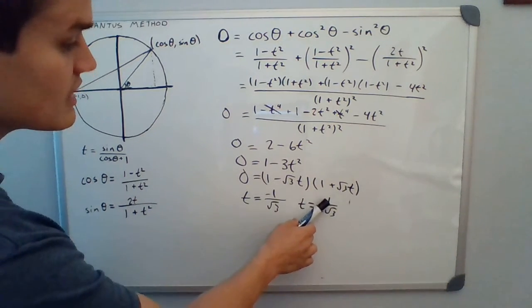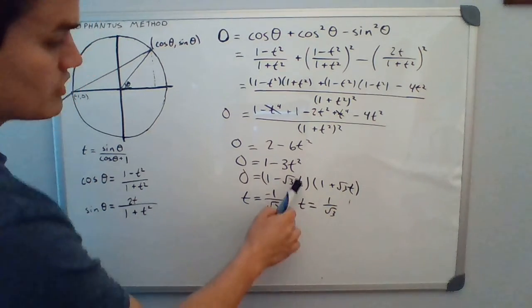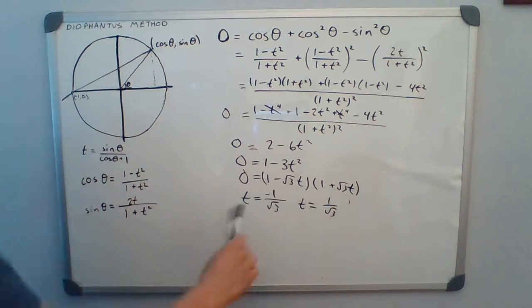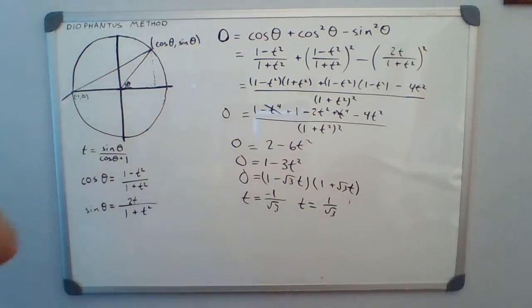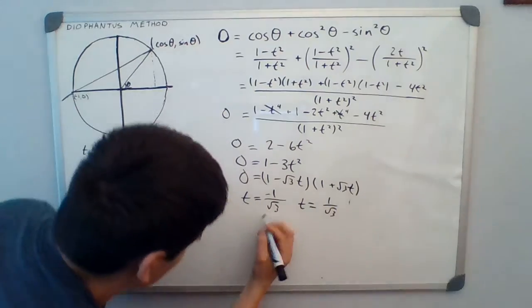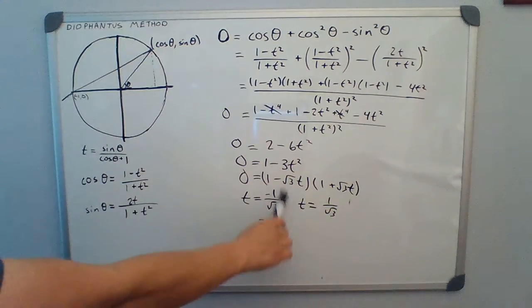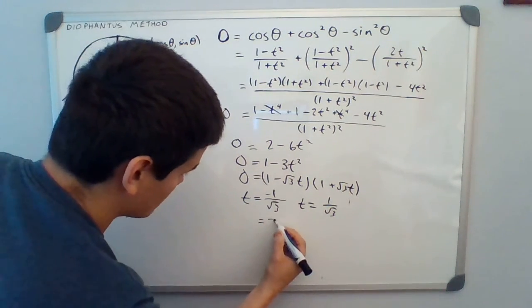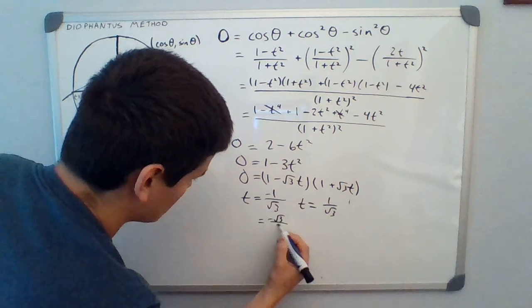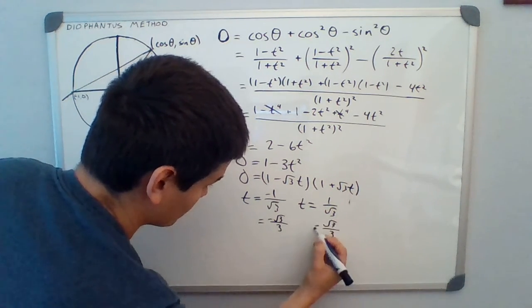In the other case, t is 1 divided by the square root of 3. The square root of 3 times 1 over the square root of 3 is 1, and 1 minus 1 is 0. So the two cases that make that 0 are here. Okay, so we can rewrite this: if I multiply the top and the bottom by the square root of 3, I'll have negative square root of 3 divided by 3, and the square root of 3 divided by 3 for that side.